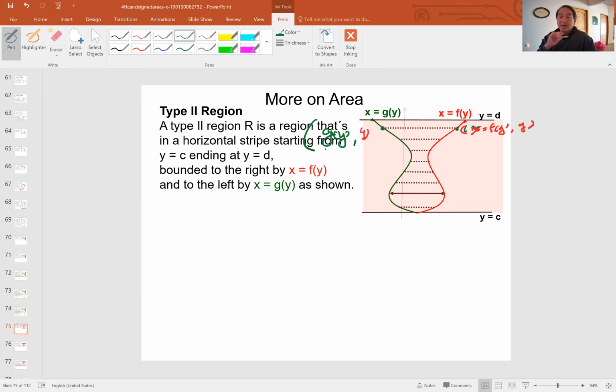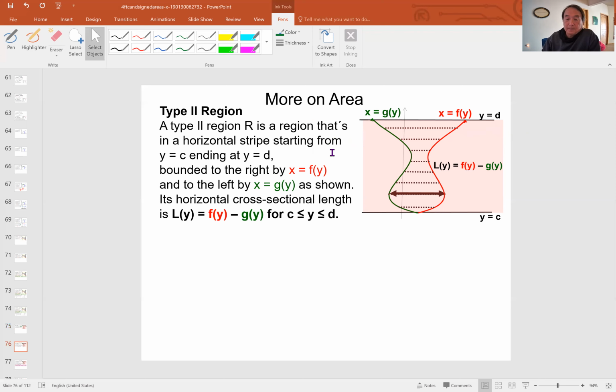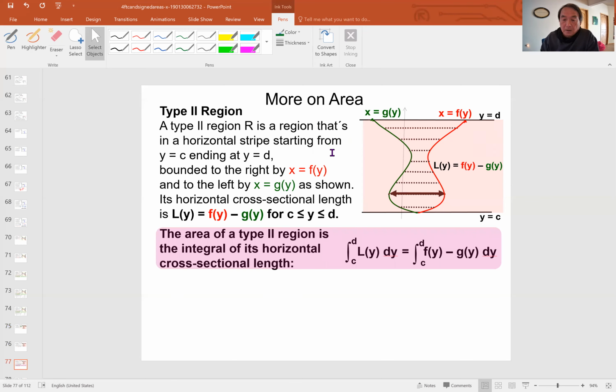Allow me to write over. If I want to know the distance, it's the right-hand side, f of y, subtract the left-hand side. Remember, right minus left. So it's f of y minus g of y. And then y goes from c up to d, the cross section. Remember, the ruler doesn't have to be this way. The ruler can be this way, c to d, but we usually call that the vertical y coordinate.